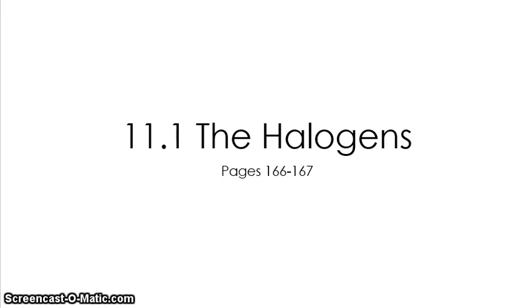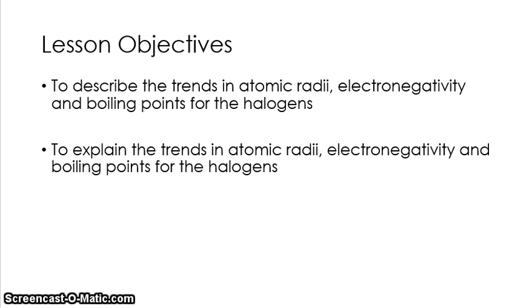Welcome to 11.1, the halogens. If you need to look at your textbook for help, it's pages 166 to 167. So our lesson objectives are to describe the trends in atomic radii, electronegativity and boiling points for the halogens, and then to explain these same trends.